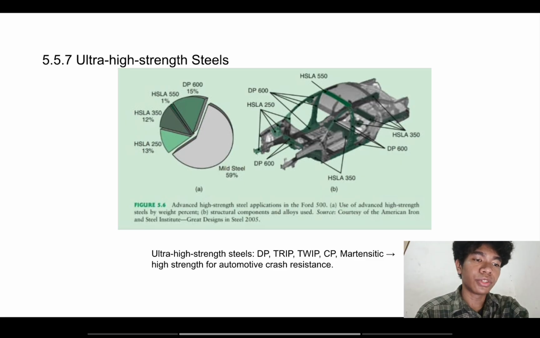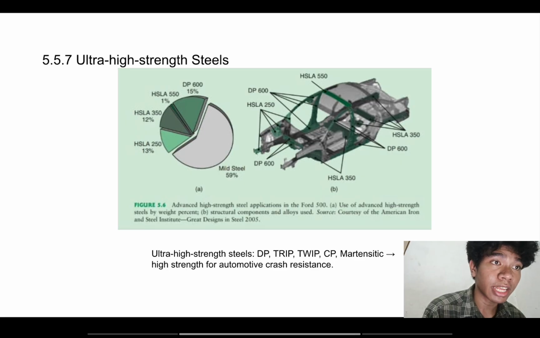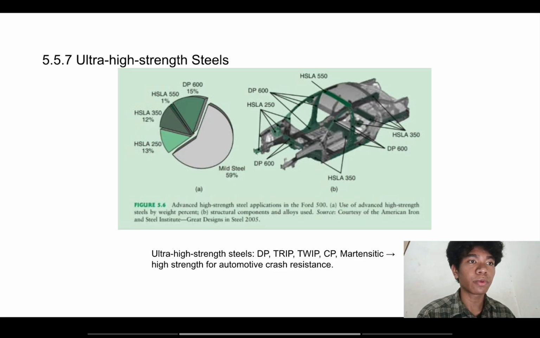So this is the ultra high strength steel. DP, TRIP, TWIP, CP, and martensitic is mostly used for the car industry, and this is in this figure 5.6. It's used for the car chassis. So the main body of the car is made of steel. Most of it is mild steel, and the rest is DP with 15%, HSLA 500 with 1%, HSLA 350 with 12%, and HSLA 250 with 13%.